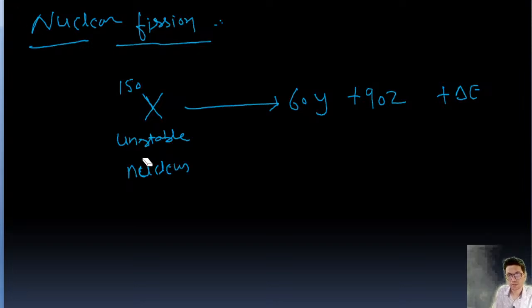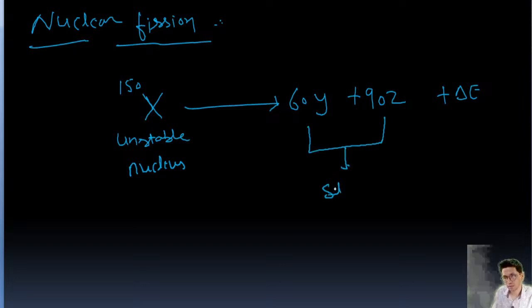Unstable nucleus, and these are stable nuclei, 150 stable nucleus. So that radioactive element decayed into two stable nuclei plus energy is released. So that is called nuclear fission, and the energy is delta E.